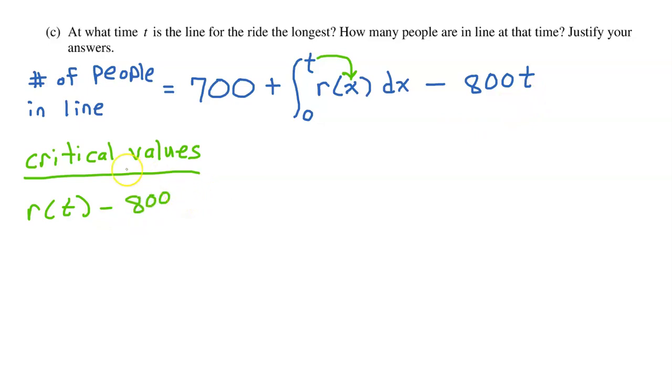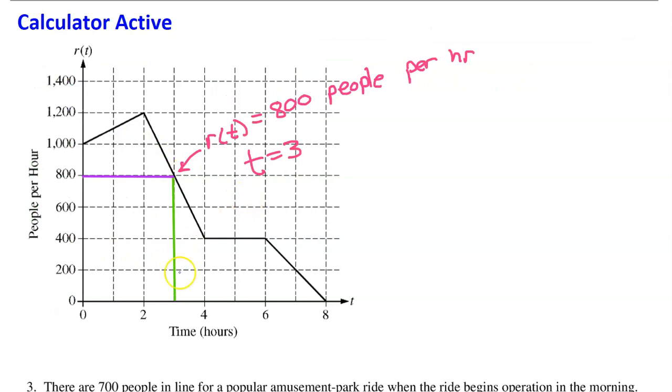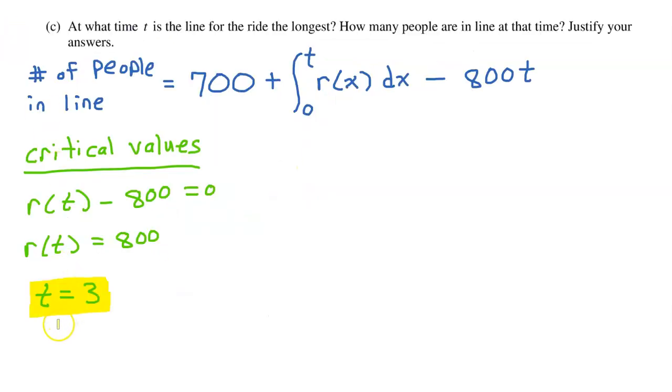So to get the critical values, we take this derivative and we set it equal to 0. Adding 800 to both sides, we have r of t is equal to 800. And this is when we would look at the graph and see, okay, at what value of t does r of t equal 800? Well, that's right here at t equals 3. So t equals 3 is our critical value.